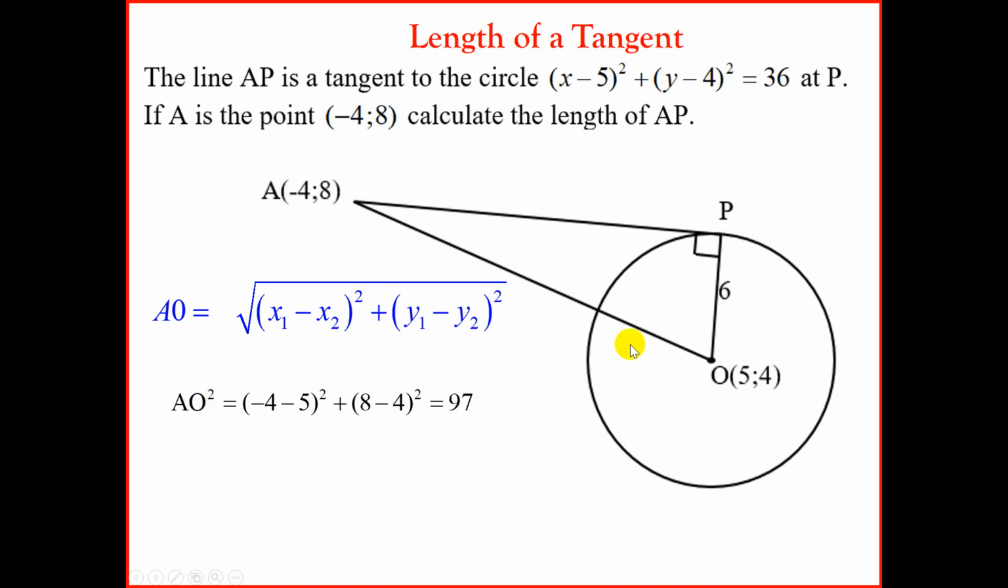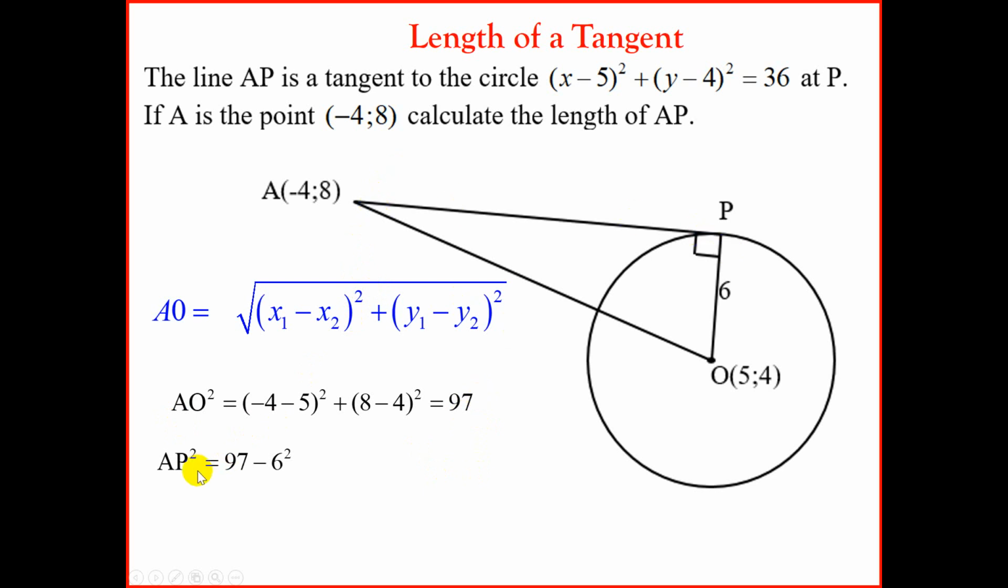So we're finding AO squared, which is (−4 − 5)² + (8 − 4)². And working that out, that will give us 97. Now remember, AO squared is 97. We don't need to find AO, and the reason is Pythagoras would want to use the square of the sides.